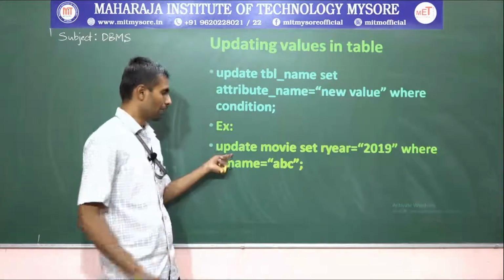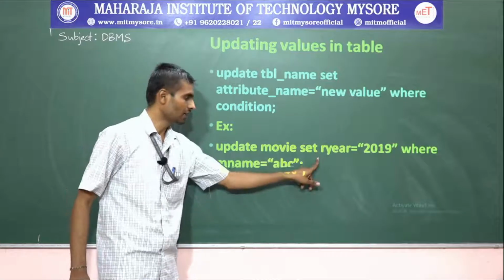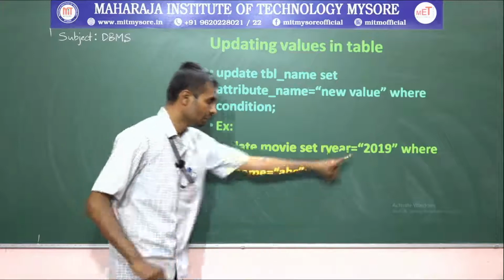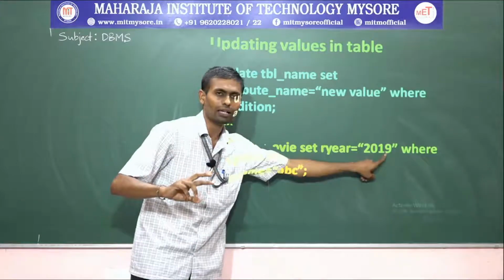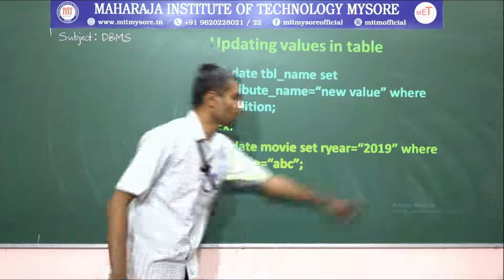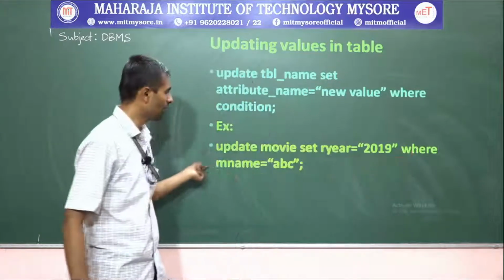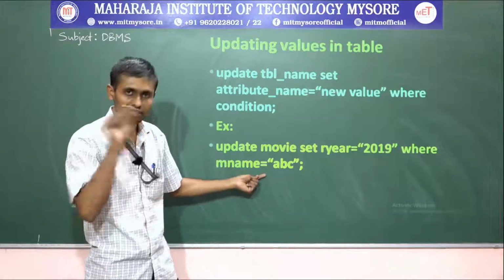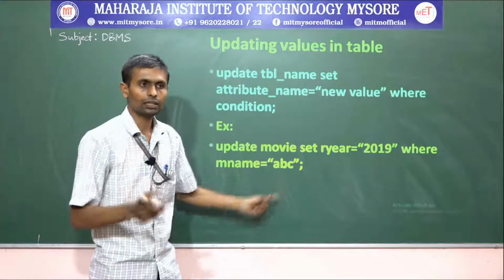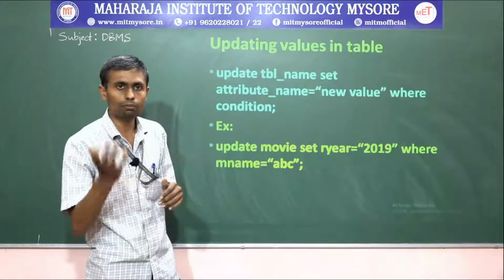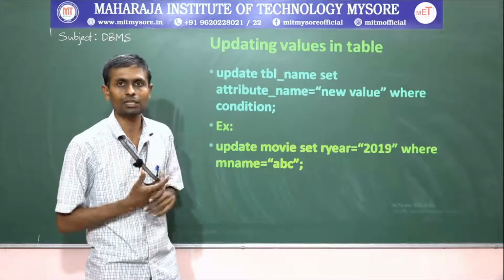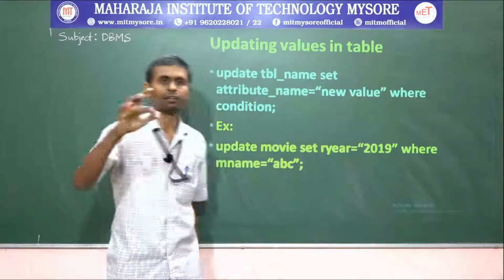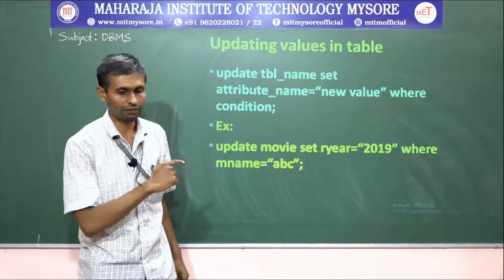To achieve it: update movie, then set which value you want to set, the release year column, release year cell, then what? I want to set it with a new value called 2019. Then where I am very particular about that movie name, that means a particular row, the movie name which is having a name like ABC. Suppose, sir, multiple movies have the same name like ABC, then what happens? In all such tuples, it updates the release year to 2019. That's it. You can verify it.